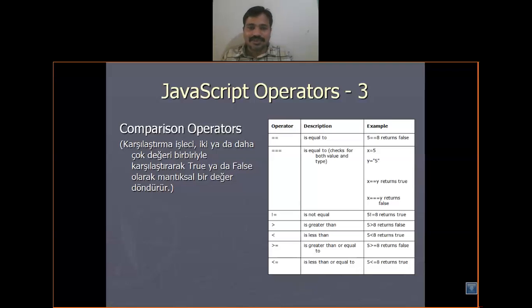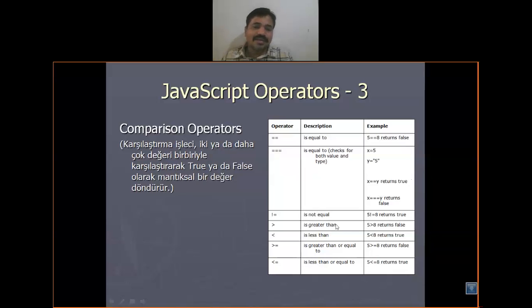In this case the result is true or false. 5 equal to 8 is not correct, so the comparison returns false. Triple equal to checks both value and type. If x equal to 5 and y equal to 5 are assigned, x equal to y returns true, with the value 5. Not equal: 5 is not equal to 8, returns true.